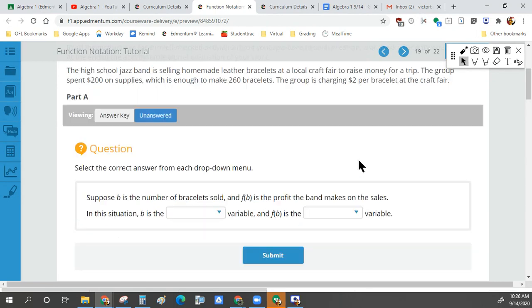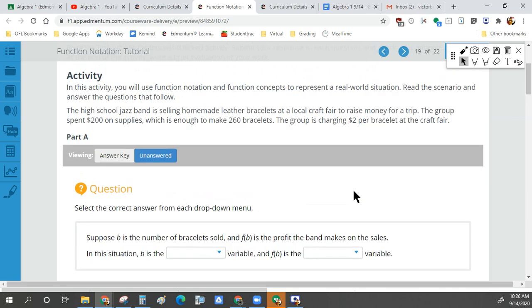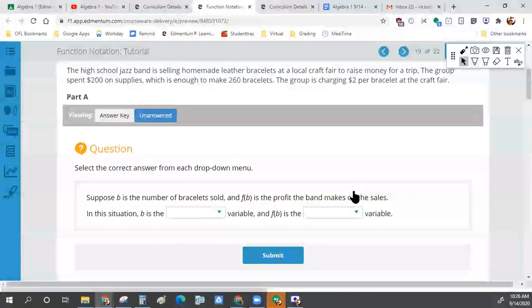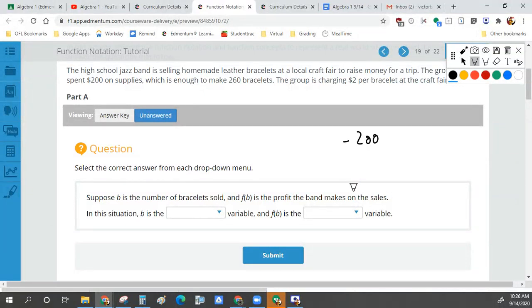So here's one thing that's important. Suppose bracelets, the profit, we want to figure out how much money they make. Well, the thing is they already spent $200, so they're already what's known as in the hole.